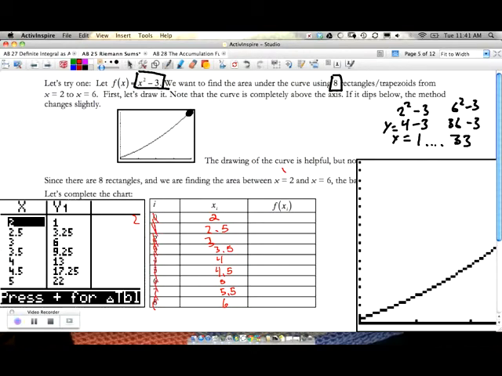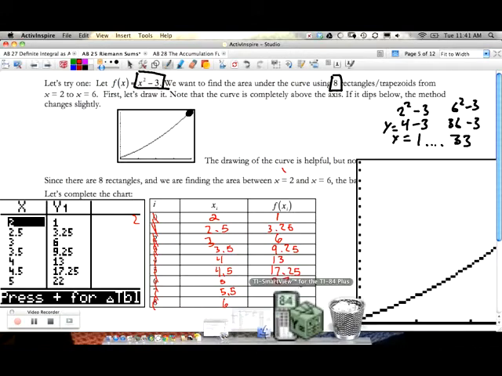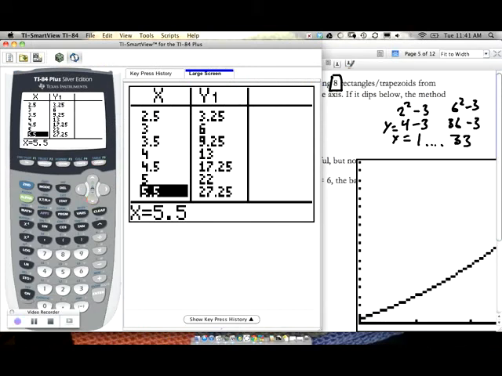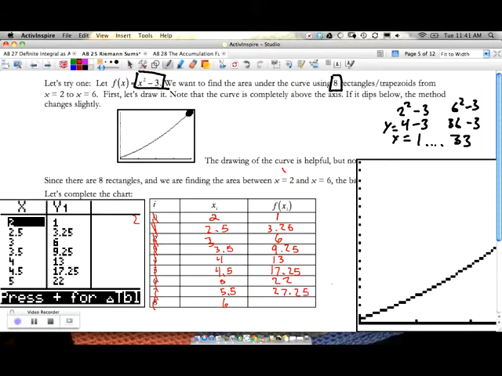So now I can just write down some of these answers. We've got f of 2 is 1, and then 3.25, and then 6, 9.25, 13, 17.25, 22. And we need 2 more answers, so let's go back and look at our calculator. Scroll down a little bit. 27.25 and 33. All right.